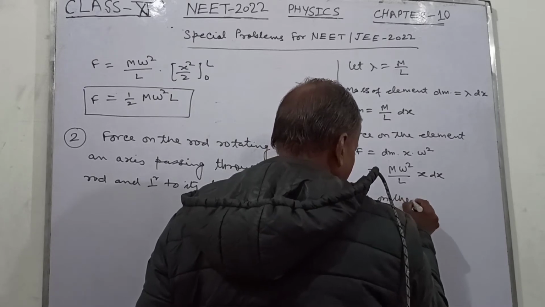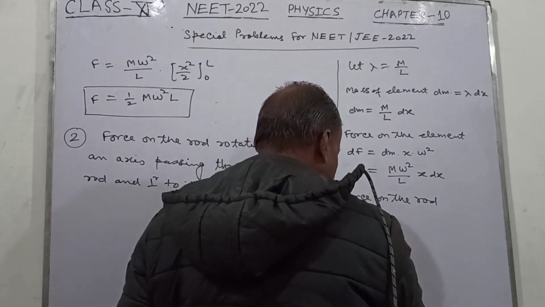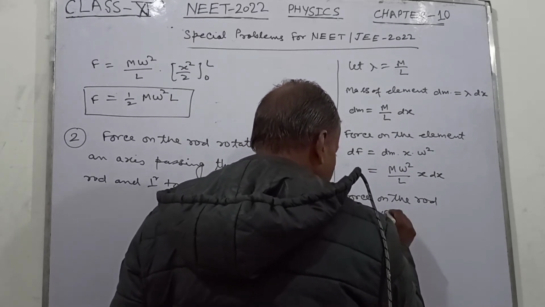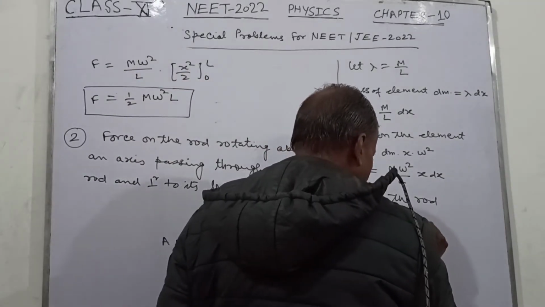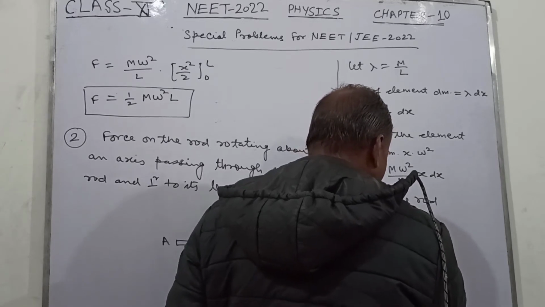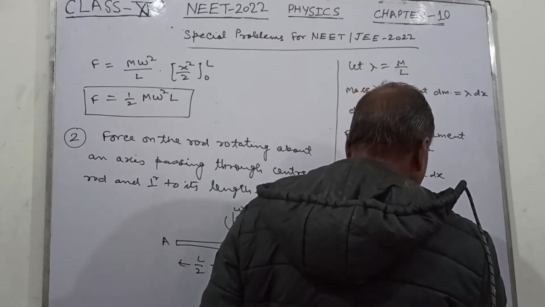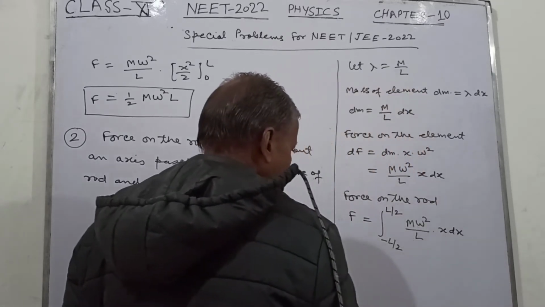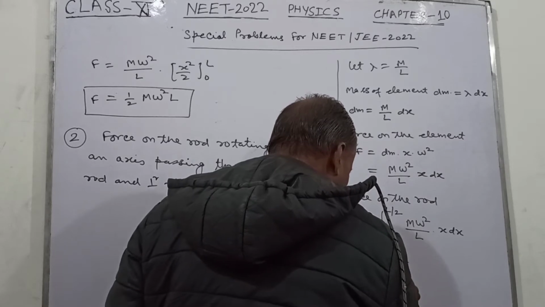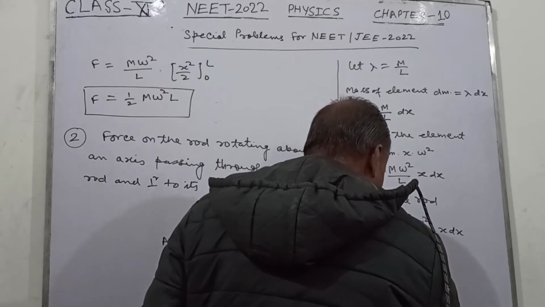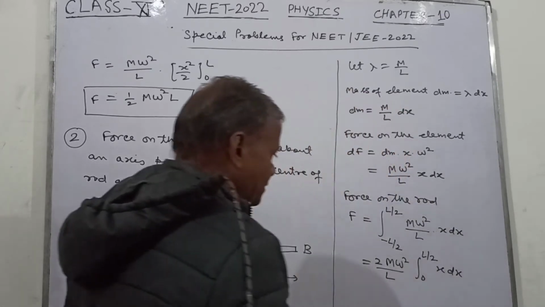Force on the rod. This F is equal to the integration from minus L/2 to plus L/2. These will be our limits, and this is m omega square upon L into x dx. So we will do it like this: 2m omega square upon L into the integration from 0 to L/2 of x dx. This is the law of integration.